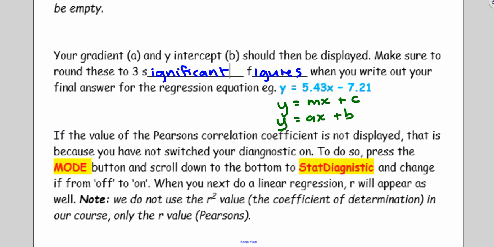If the value of Pearson's correlation coefficient isn't displayed when you do a linreg, the R value should pop up. And if it doesn't, that's because your stat diagnostic was not on. So to put your stat diagnostic on, you go mode, scroll to the bottom and check stat diagnostic is on. Is it on for everything? Yeah, you'd keep it on forever. But when the calculator's reset or when you first buy it, it's automatically off. So you have to at some point switch it on.